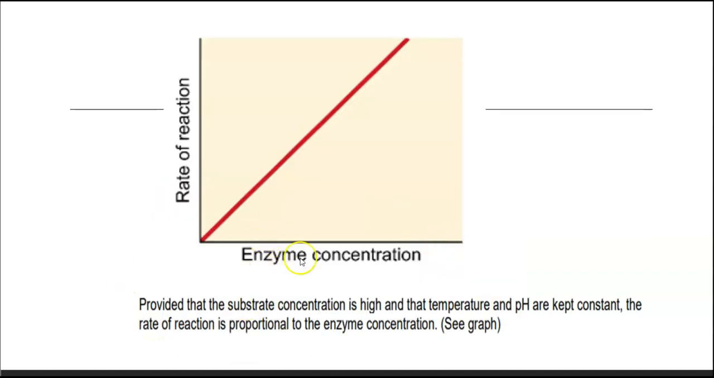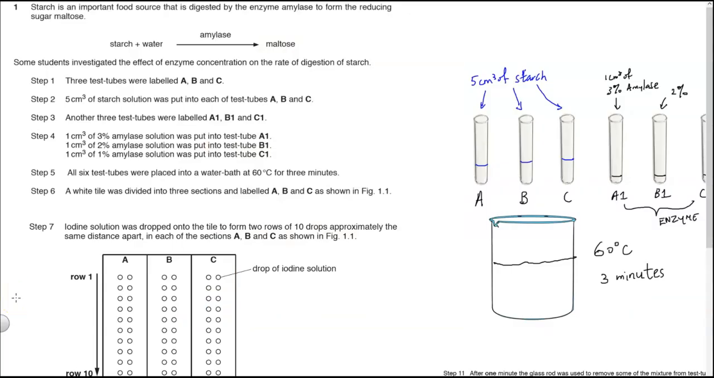To conclude, in this investigation, if the substrate concentration is high, that is, we provide a lot of substrate, and we make sure that the temperature and pH are kept constant, then the rate of reaction is proportional to the enzyme concentration. The more you increase enzyme concentration, the faster the rate of reaction. All right, let's have a look at the investigation here.